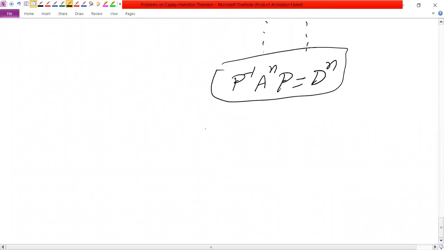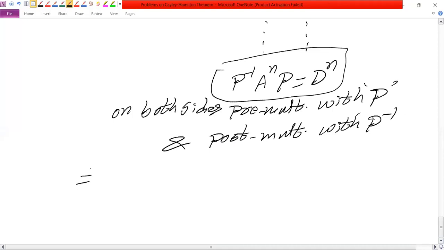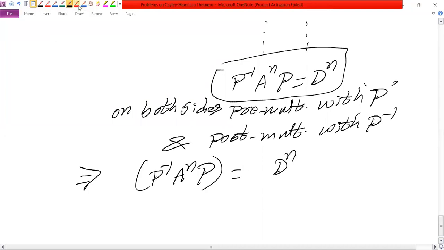So what I am going to do here is, on both sides, pre-multiply with P and post multiply with P inverse. Why am I writing this step? If we do this, then what are we going to get? On the left hand side, P inverse A power n into P is there, equals D power n. Pre-multiply with P and post multiply with P inverse. Then what will we get?